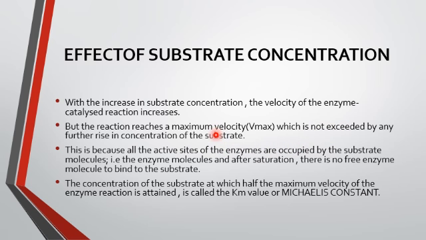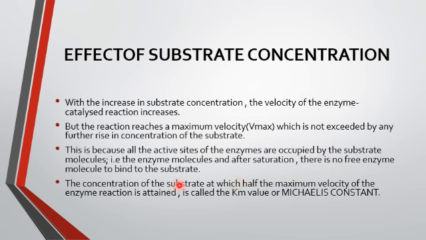Why? Because all the sites of enzymes, that is the active sites, are occupied by the substrate, means that condition has become saturated, and after that there is no free enzyme on which the substrate can bind, or make the enzyme substrate complex. So that means it is stable or saturated. This is because all the active sites of enzymes are occupied by substrate molecules, and after the saturation there is no free enzyme molecule to bind to the substrate.